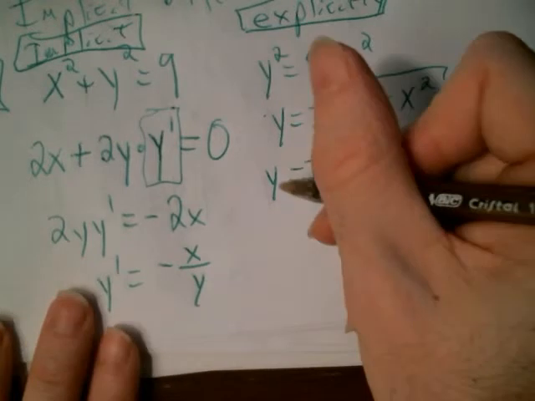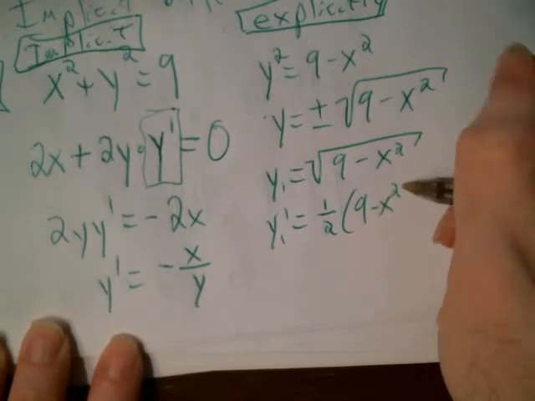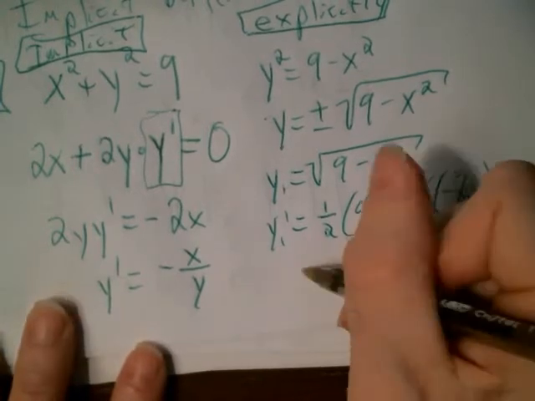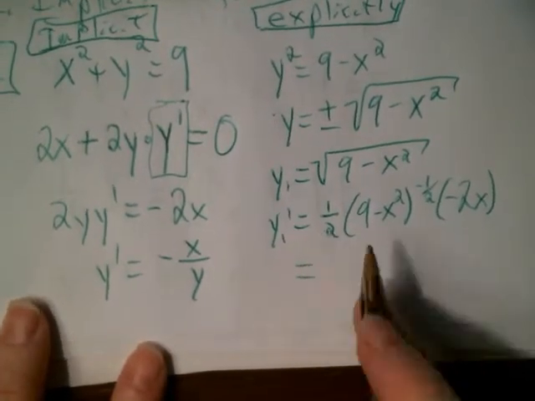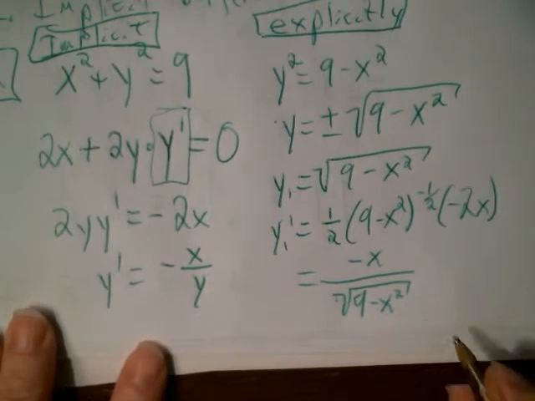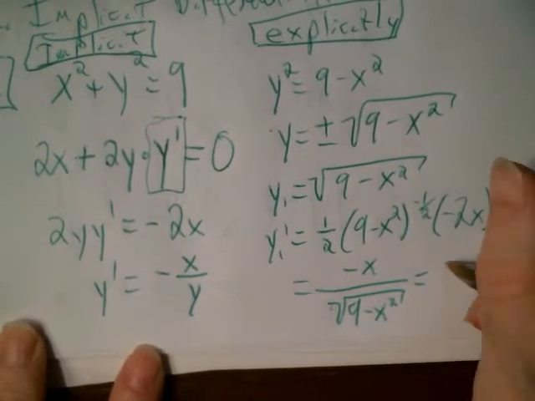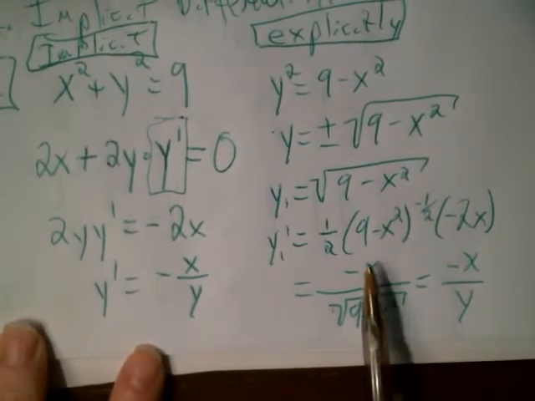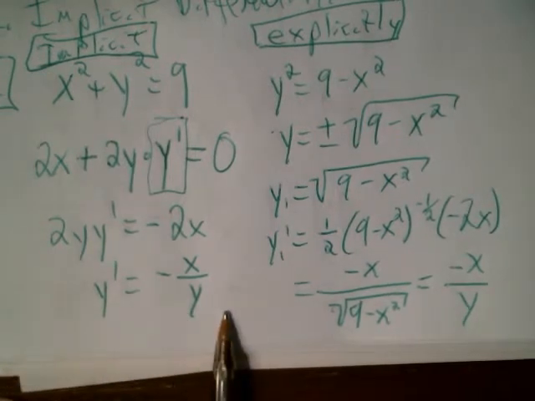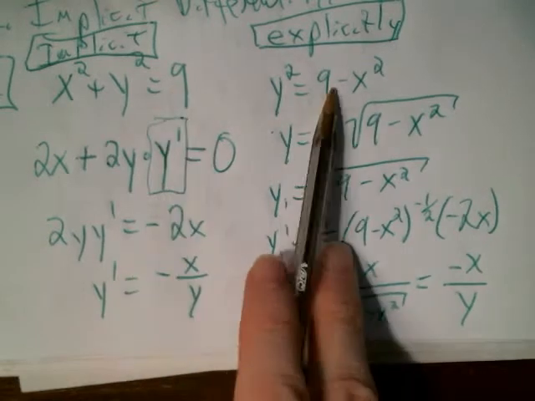Then take the derivative of that. So y1 prime is 1/2 times 9 minus x squared to the negative 1/2 times the derivative of the guts, which would be negative 2x. So you get negative 2x times 1/2 is negative x, all over the square root of 9 minus x squared. And you notice, hey, look, this is just equal to negative x over y, in particular y1, which is just this formula here. So you can always make this connection if you can solve the particular formula explicitly.